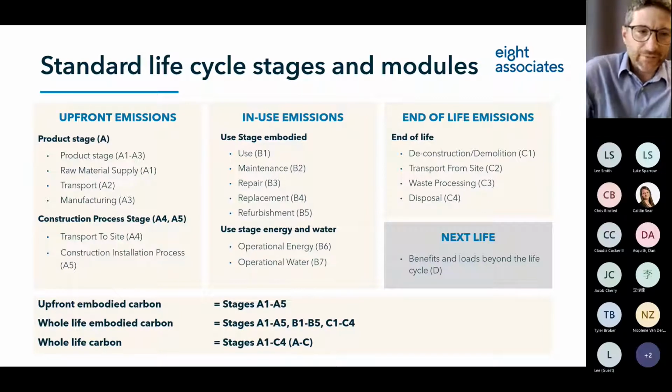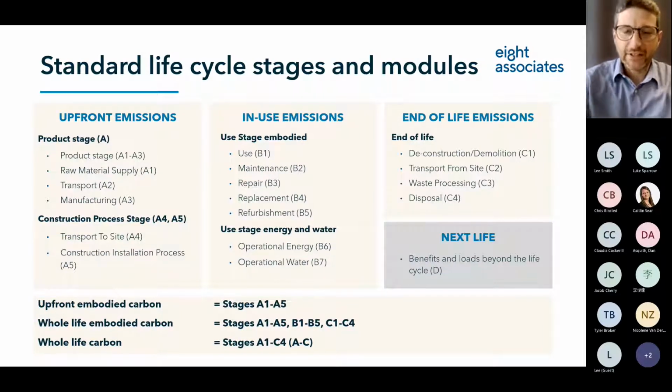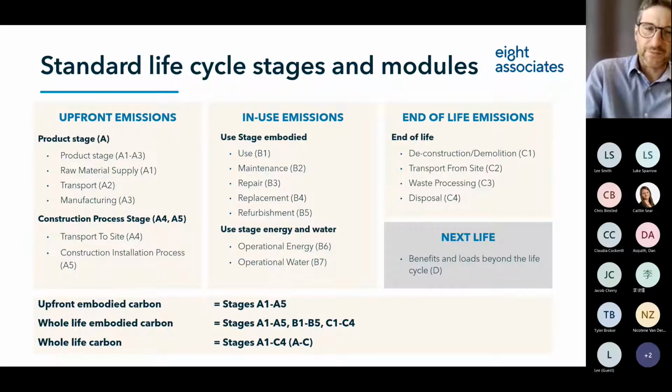So just to touch on this upfront carbon emission scopes, in terms of these kind of codings, it's A1 to A5. Whole life embodied carbon is A1 to C4, so it's all of them except for B6 and B7, the operational. And then whole life, of course, is all of the A1 to C4, so A to C, but as I mentioned, not including D, which is reported separately.